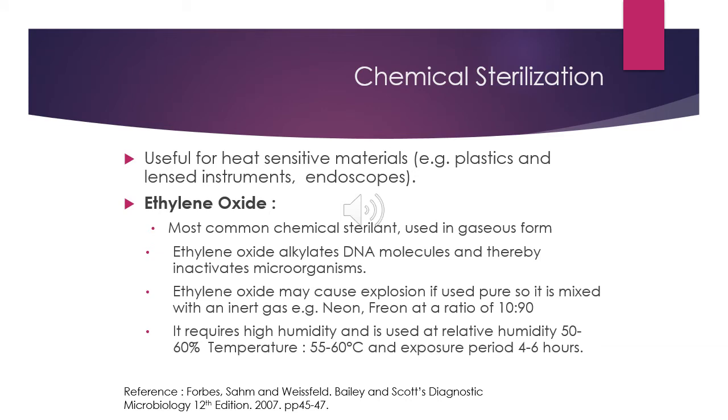We now go to chemical sterilization. When we say chemical, of course we use chemicals to do sterilization for us. Okay? So, this is useful for heat sensitive materials such as your plastics, instruments, your endoscopes, and then you can also use ethylene oxide. This is a more common chemical sterilant, and you usually use this in gaseous form.